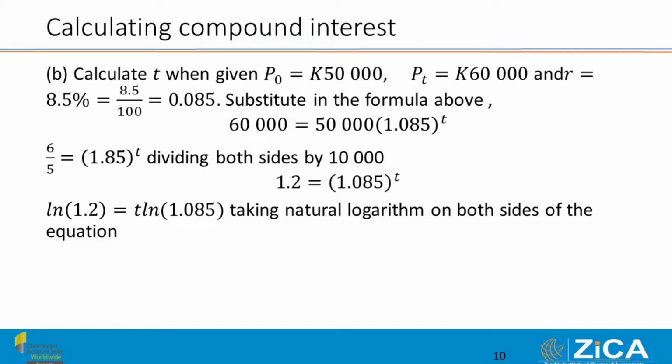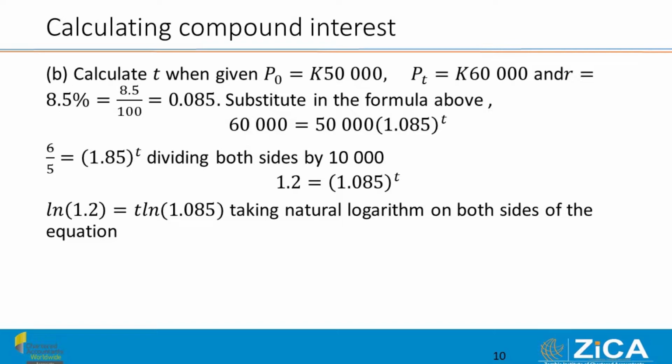In part B, we are required to find T, where again the initial amount we are given is 50,000, the future amount is 60,000, and we are also given the interest rate, which is 8%. Now, how do we find the time? Substitute in the given formula all the given values, and again you are going to end up with the expression 6 over 5 equals, inside the brackets, 1.08 to the power T.